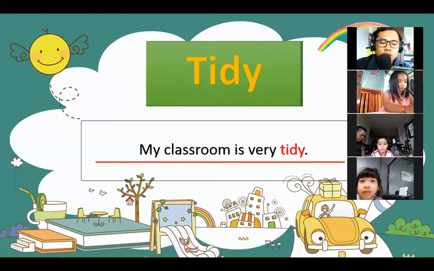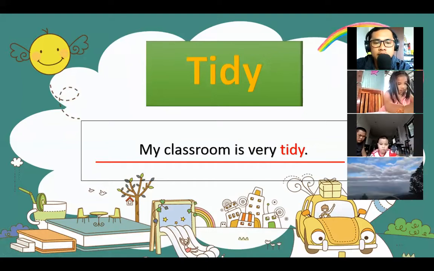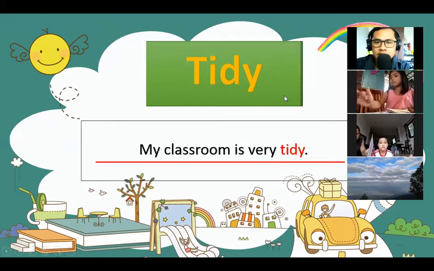So you can ask help from your teacher. Maybe your teacher wants you to clean and put all your things inside your bag. Do not leave your things unattended or anywhere. After you use your pencil, paper, or eraser, please put it back inside your bag. And then don't forget to write your name. So we always make sure to keep our classroom very, very tidy.